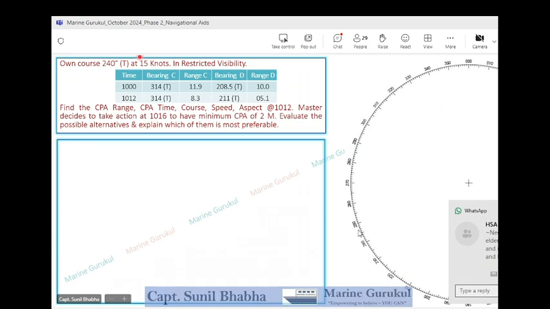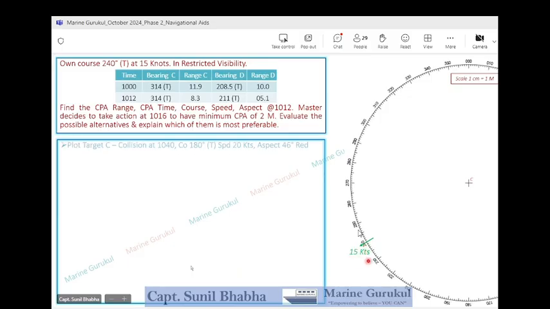Let us first have the plotting sheet. We have the plotting sheet on the screen now. Let's mark the center of the plotting sheet as C, Charlie. Let's mention the scale which we will be using. The scale is 1 centimeter equal to 1 nautical mile. Let's now mark the course and speed of own ship. Own ship is steering 240, so you see the green arrow coming up on the circumference of the plotting sheet at 240. Speed is 15 knots, so speed is also marked.